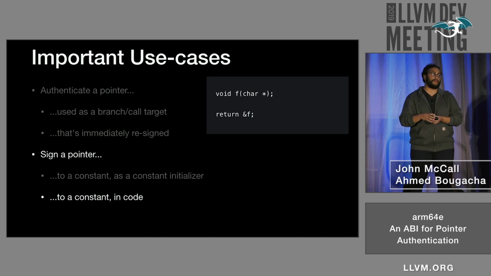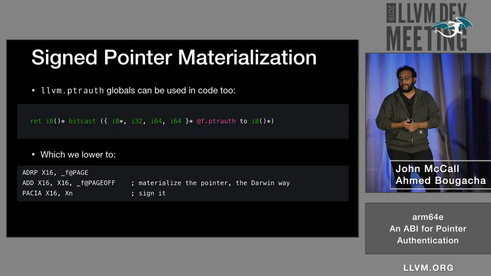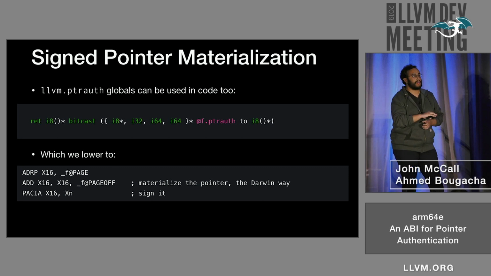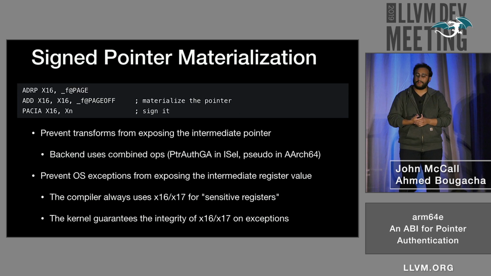Similarly, you also want to be able to sign a pointer to a constant, but do that in code. For instance, if you're trying to take the address of a function in C, you can also use the LLVM per auth global wrappers, and those we also have to lower in an interesting way. First, we materialize the pointer using whatever the Darwin convention is, but then we have to sign that pointer immediately. So here we also have combined operations. This is something that only exists in the backend, materialization of pointers, of global addresses. So we have a special form throughout the backend that guarantees the integrity of the intermediate pointers.